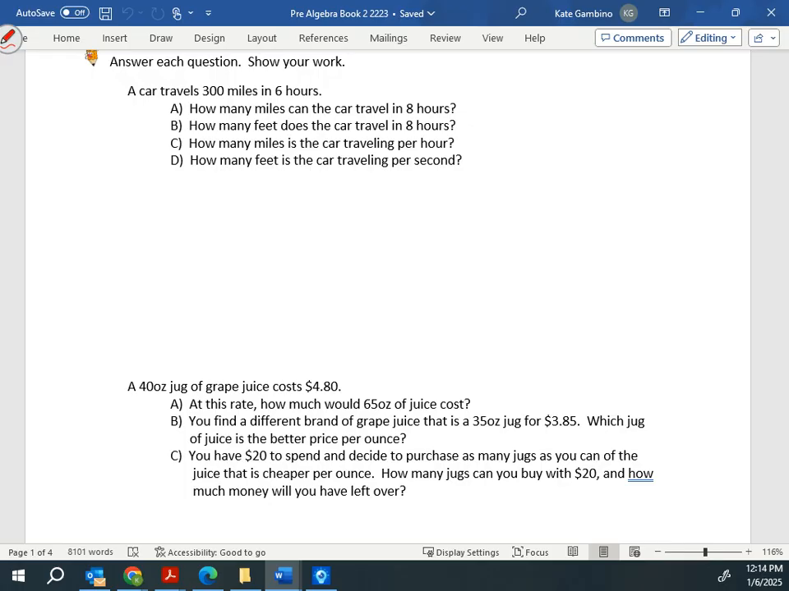The first thing I always do is put it down. The car travels 300 miles in 6 hours. So 300 miles every 6 hours. I'll write it out so I know what it is that I'm working with. Now I want to know how many miles the car can travel in 8 hours. Does anybody have a guess on what steps we should do to get there?